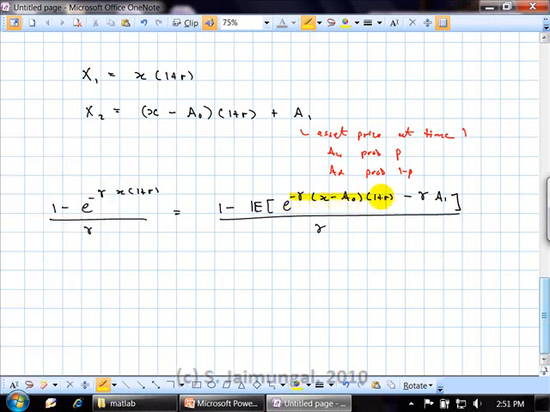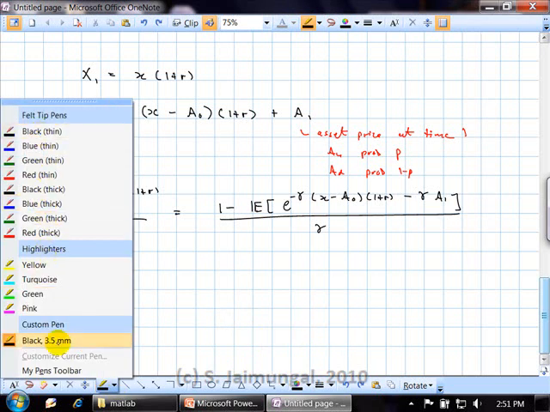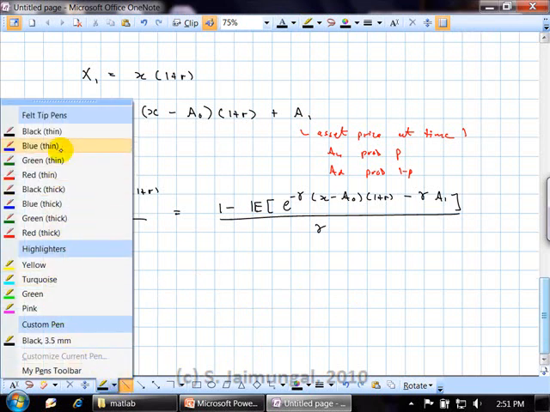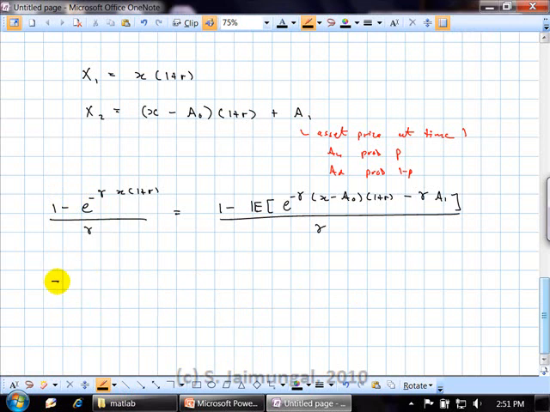Well, all of this is non-random. Right? That's not random. So that can just be pulled out of everything. So we have e to the negative gamma little x 1 plus r. That's e to the negative gamma little x minus a0 1 plus r. And then you have simply the expected value of e to the negative gamma a1.